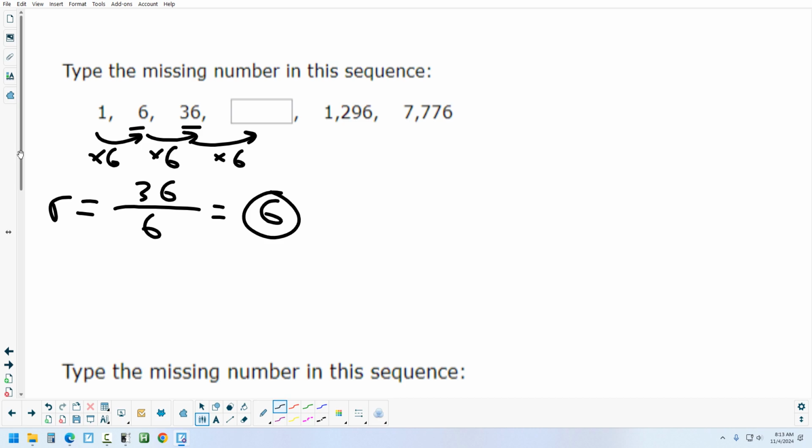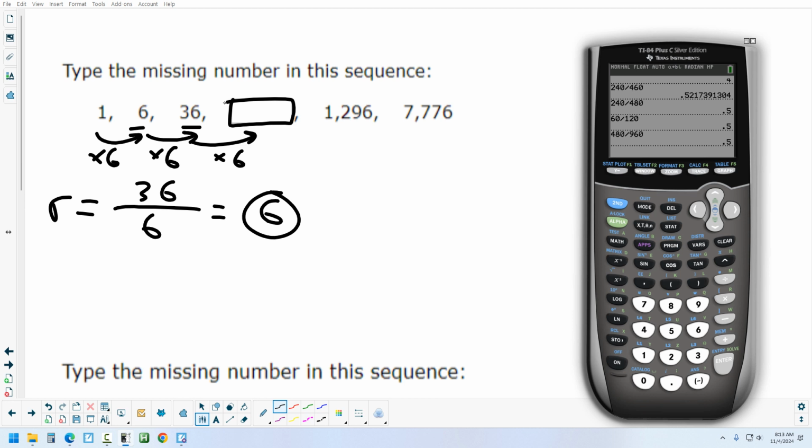So to figure out what's going to go in this box, I'm going to use my calculator. And what would I type in for a calculation to figure out what's going to go in that box? 36 times 6. Yeah, take the number that we know, 36, and hit times 6, and that gives me 216.